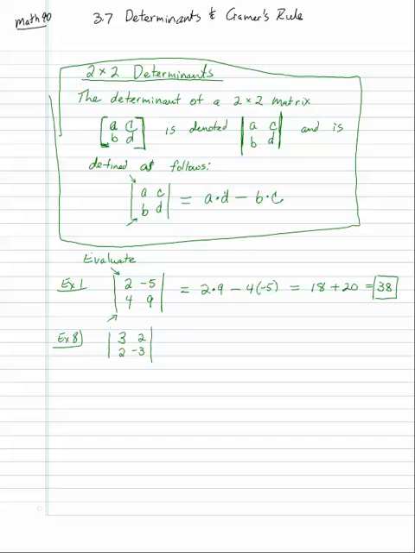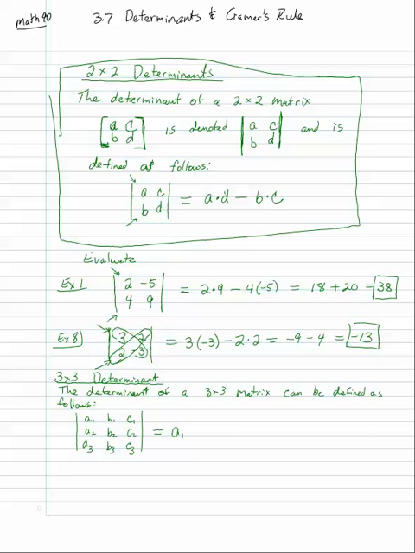Okay, let's look at example 8, or exercise 8 from the book. Again, we're going to evaluate this matrix, so we're going to go 3 times negative 3 minus 2 times 2. Remember, we're going down the diagonals. Like that. So we get negative 9 minus 4, which is negative 13. Okay, so that's a 2 by 2 matrix.